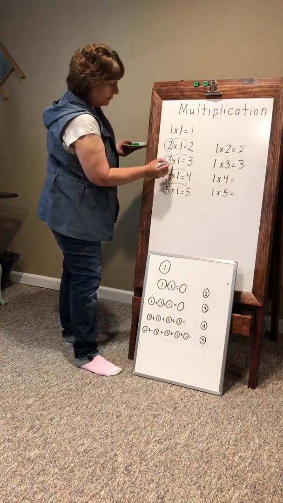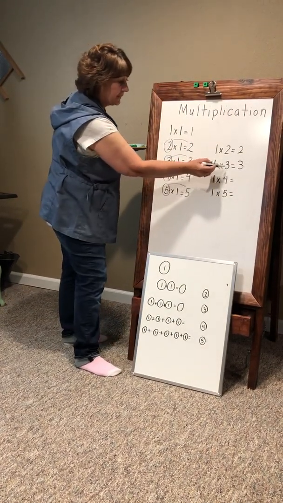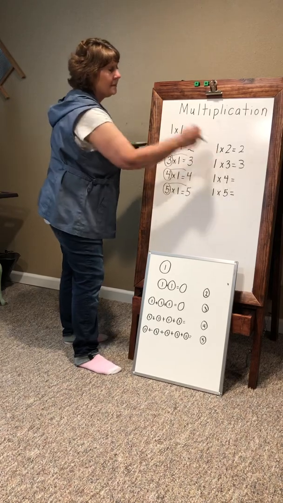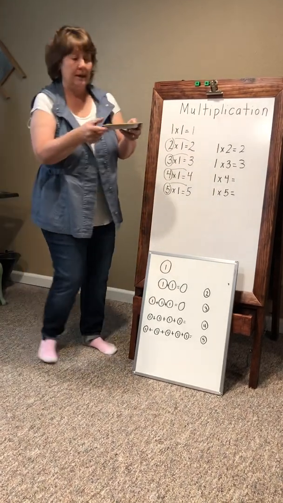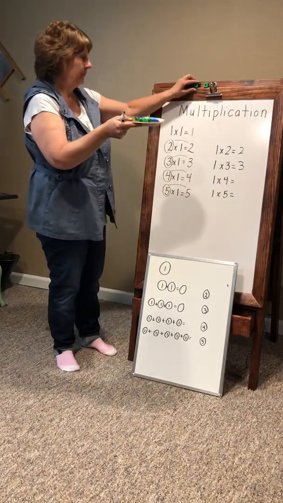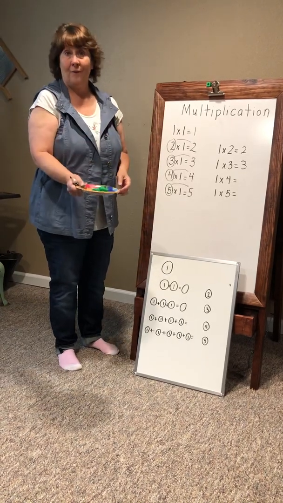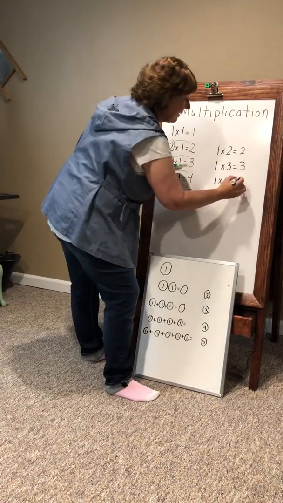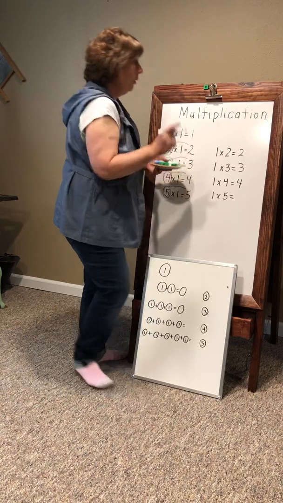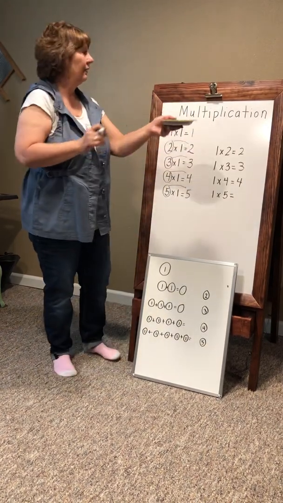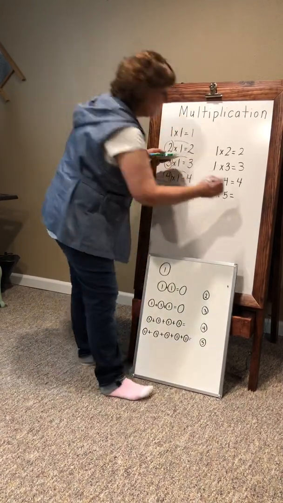Did you see I have 3 times 1 equals 3 and 1 times 3 equals 3? Same answer, different way of looking at it. 1 group of 4 is 4. 1 group of 5 is 5.